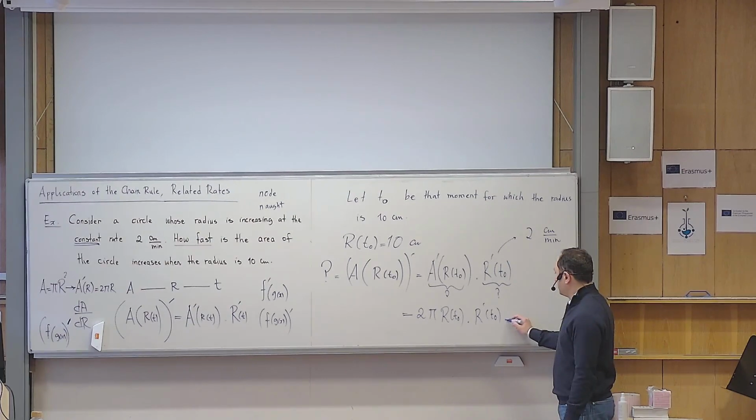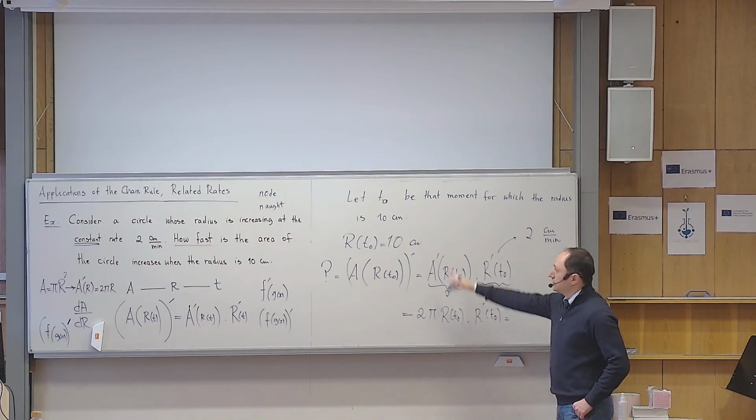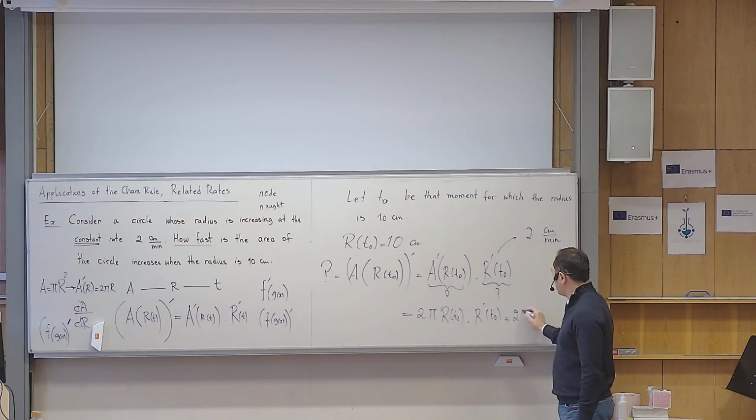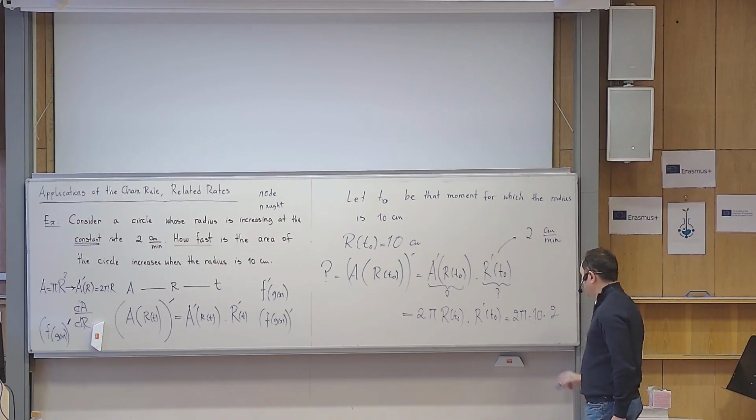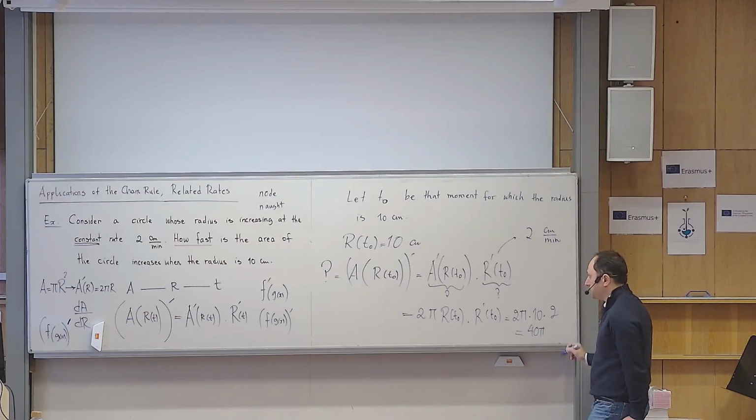Okay. Do I have these numbers? Yes, this one is 2, this one is 10. I am done. So this becomes 2 pi times 10 times 2. What is the answer? It's 40 pi, but of course you have to write the units. What are the units? No. The length is measured in centimeter. The time is measured in minutes.